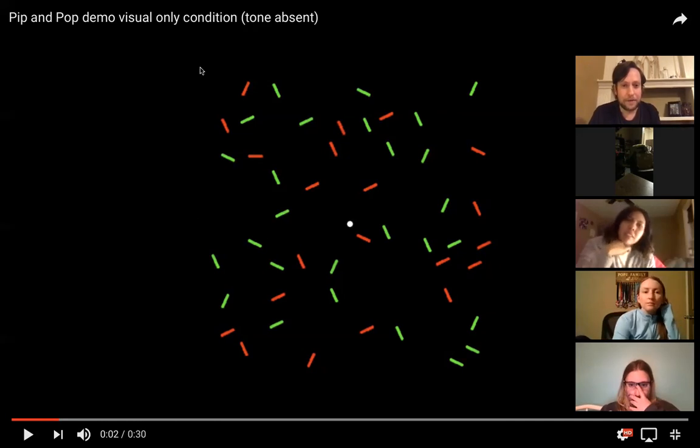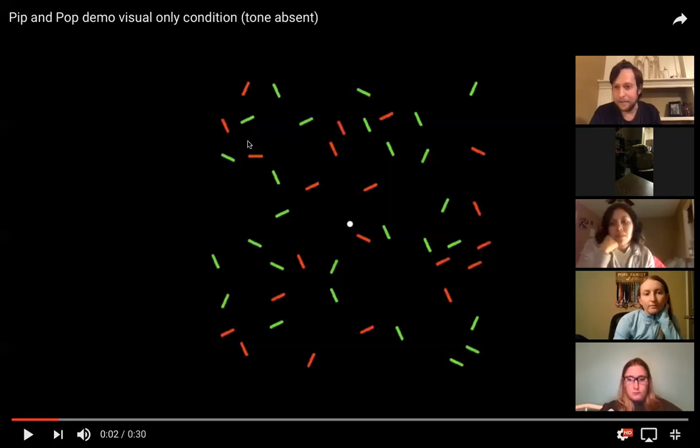Right here in particular, this is the flat line. I am very much curious to know how many people got this right. And I'll just tell you from experience, students usually struggle with this one, and most people do not find it. Or if they do find it, it takes them a very long time. So this is the visual only condition. It's called the tone absent condition.